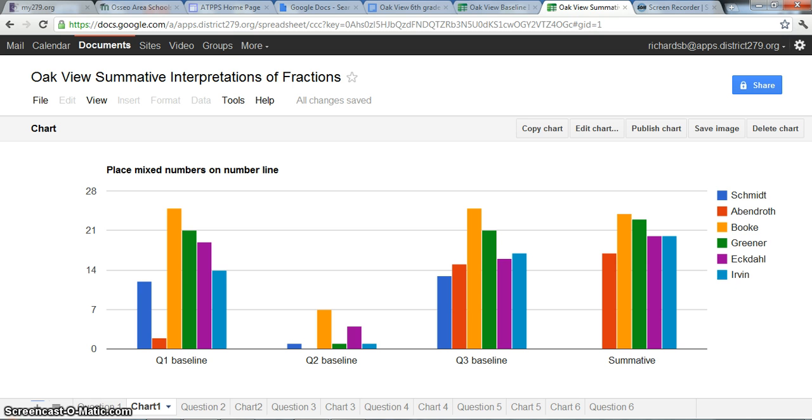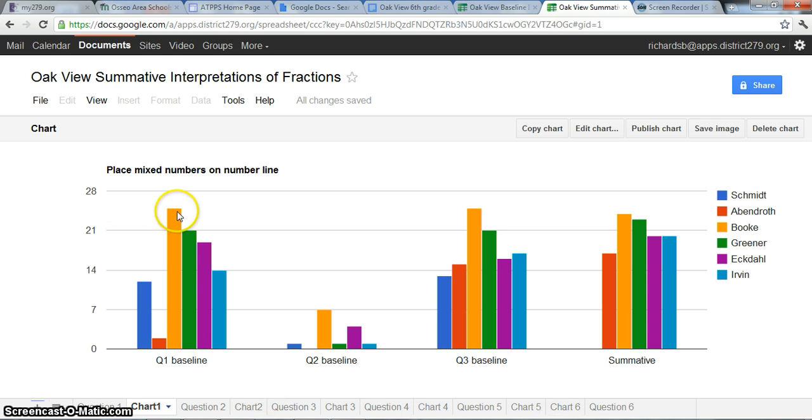Still waiting on Sarah's. As soon as that comes, we can dump those in too, but the tutorial will still be the same. What you're going to see here on the bottom is each question that was asked on the summative, questions 1 through 6. And then what I did is I connected the baseline question that matched the summative question. If you remember that, that was that last sheet.